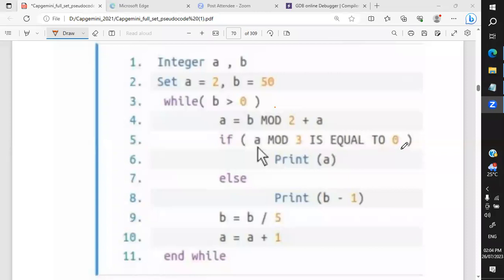2 is equal to 0. Is it true? No. It will go to the else part and print B minus 1. B minus 1 means 50 minus 1. 50 minus 1 means 49 will be printed. First output, what you have said, everyone said 49 only.